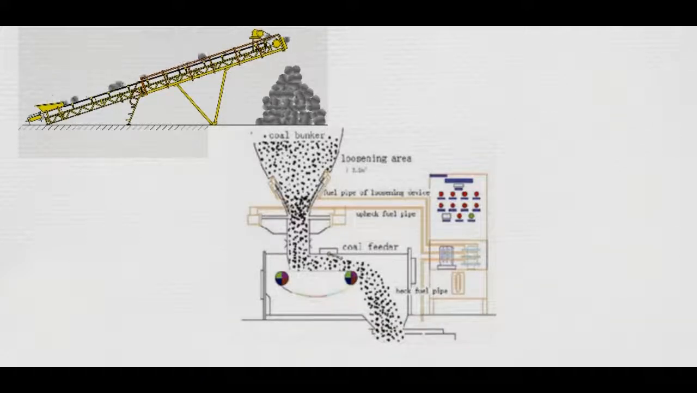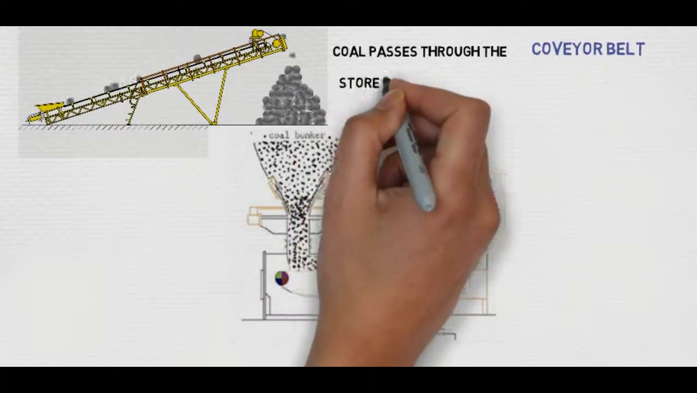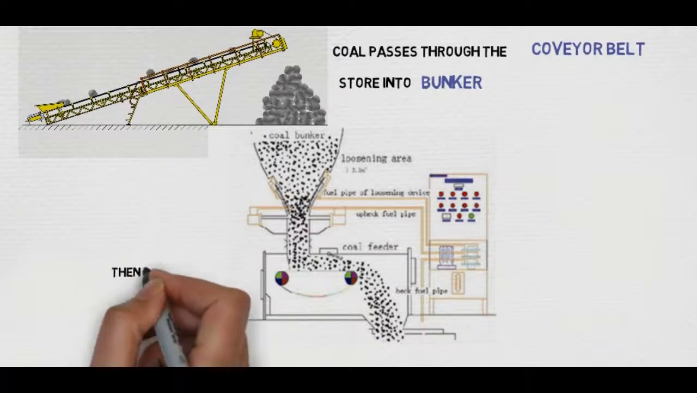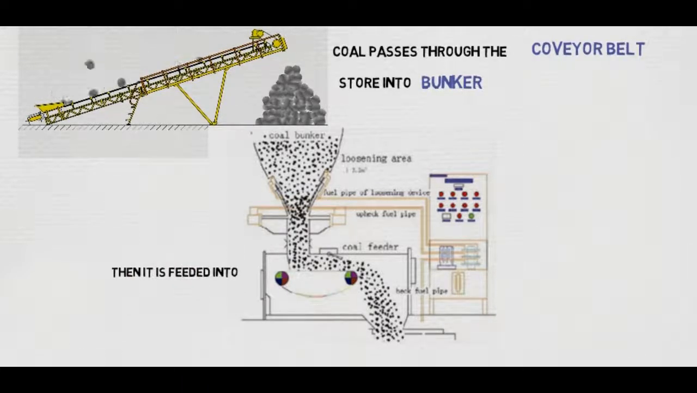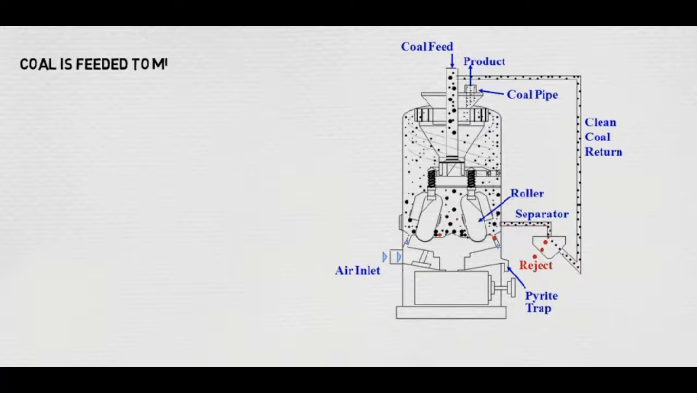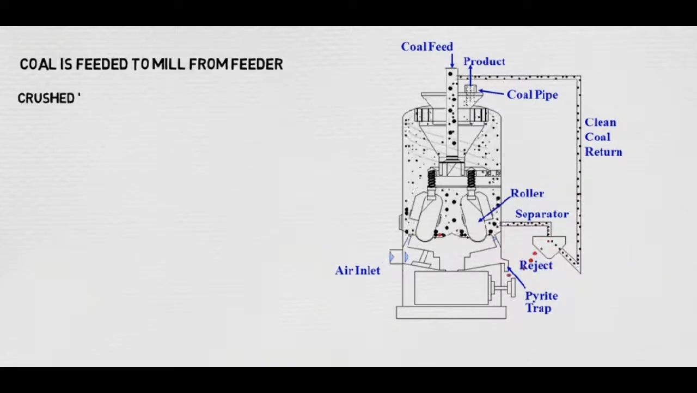Now let's have a look at this section. Here, coal is passing through the conveyor belt and then it is stored in the bunker. It is then fed into the feeder. From the feeder, the coal enters the coal mill.